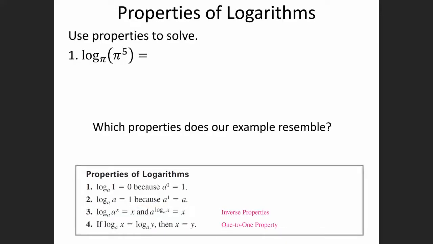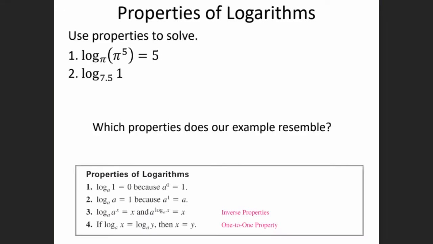Use properties to solve. Log of base pi, and my input is pi to the ninth. Again, instead of doing some conversions, we can use what I just explained to you right now, right? I can use my inverse property, or just some of my properties that when I have a log of a base and it has the same input value, it's gonna give me only the exponent, right? So the answer, hopefully you can see that it's the same property, the inverse property, and my answer is just gonna be 9, right? So how about this one?